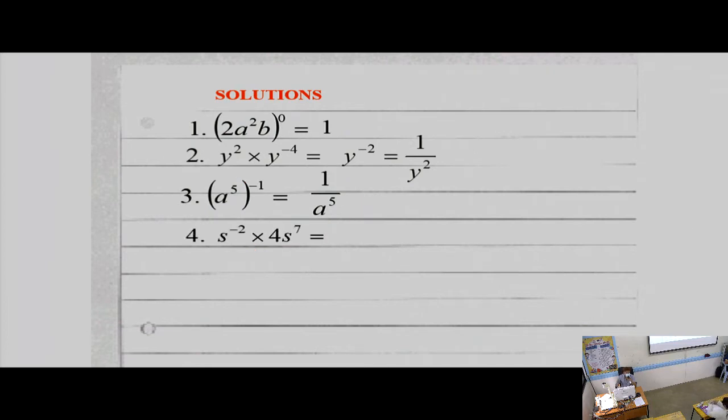Next, number 4. s to the power of negative 2 times 4s to the power of 7. So again, you are only going to add the exponents of the exponential number. As for this example, this is 1, right? 1 times 4 is equal to positive 4. And s to the power of negative 2 times s to the power of 7 is equal to s to the power of negative 2 plus 7. And so our answer is 4s to the power of 5.